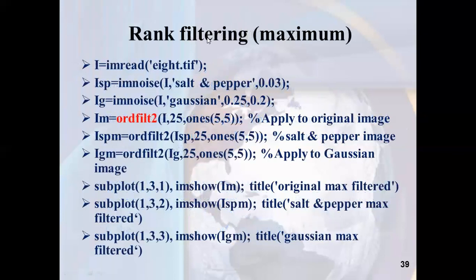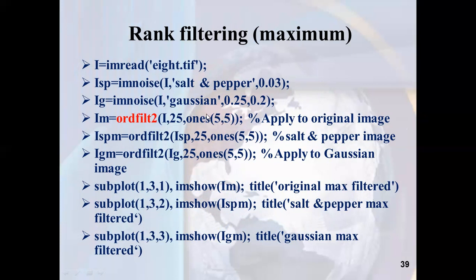So let's take the rank filter. This is order filter 2. Order means you order the filter, and 2 is for two-dimensional. So I take 25, ones of 5 by 5. I'll take 1 1 every time.